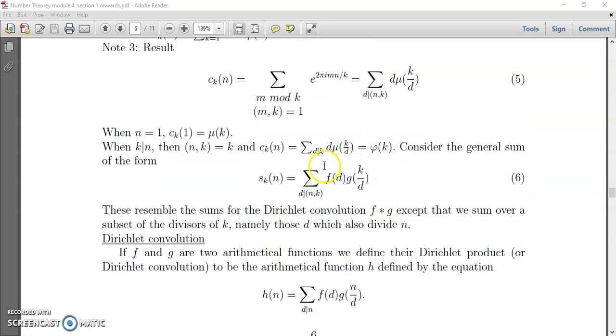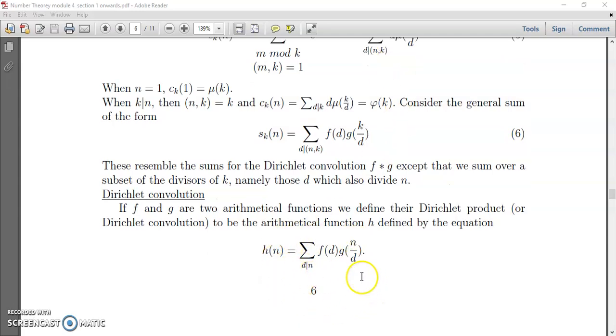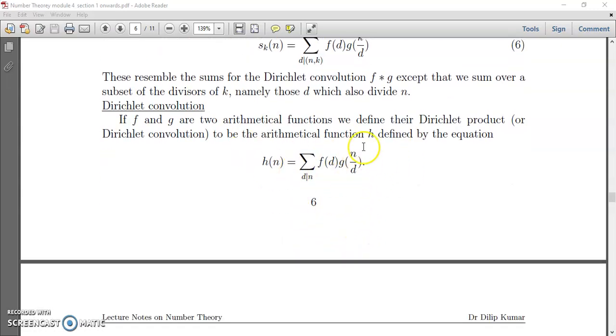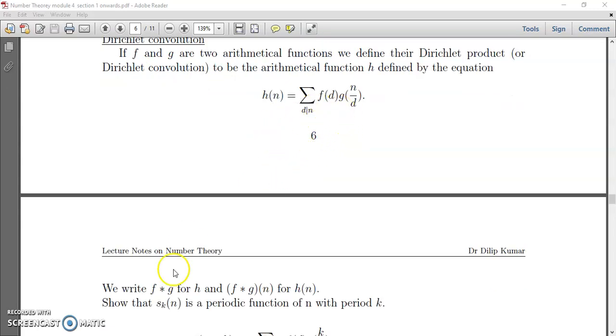Now let us recall what is Dirichlet convolution, which you have already learned. If f and g are two arithmetic functions, we define the Dirichlet product or Dirichlet convolution to be the arithmetical function h defined by the equation h of n equal to sigma d divides n f of d g of n by d. Let us see the speciality of this. We will be studying this in more detail later. Here we write f star g for h and (f star g)(n) for h(n).